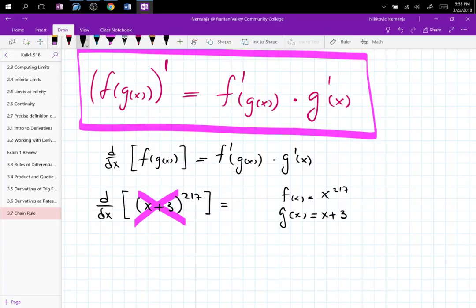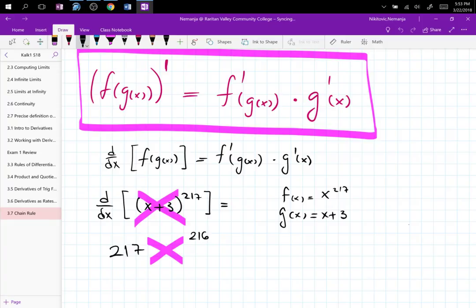So you would answer 217 and then have this crazy x raised to 216. Right? That would be the derivative. If this was just x to the 217, your derivative would be 217x to the 216. Are we all 100% clear on that in this classroom? We better be, right?